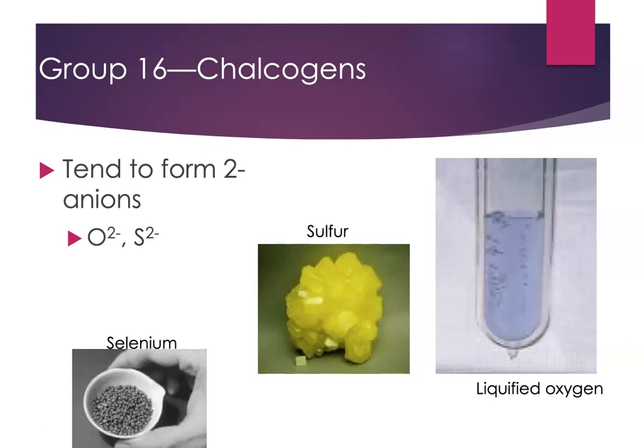I've got some pictures of these elements here. So selenium is a grayish solid. Sulfur is a yellow solid. Was found around the mouths of volcanoes. It was often called brimstone. For those of you in your literature classes where they're talking about fire and brimstone, well, brimstone is sulfur. Oxygen in its natural state is a colorless, odorless gas, but when it's liquefied, as in this picture, it's got a pale blue color. Isn't that interesting?